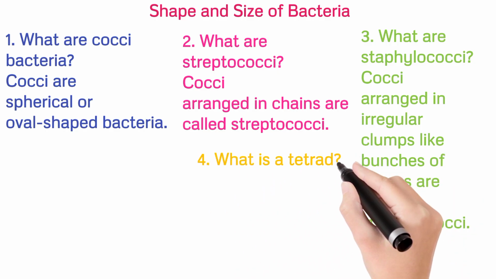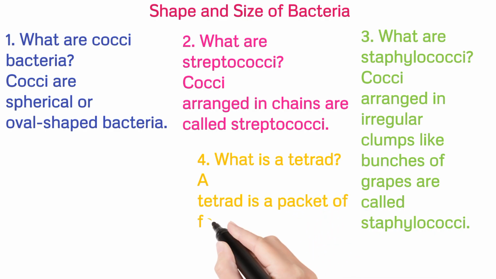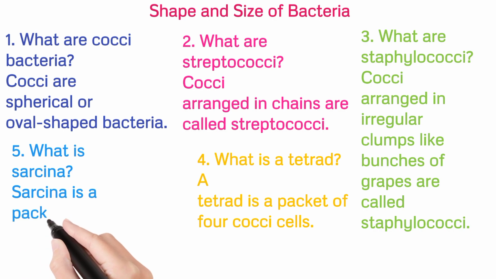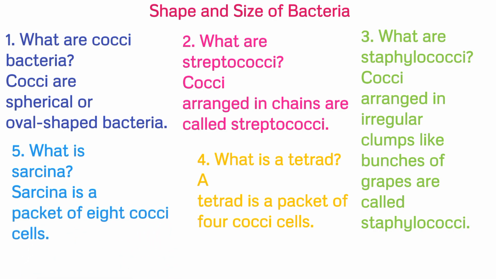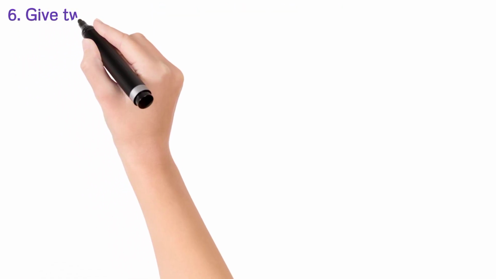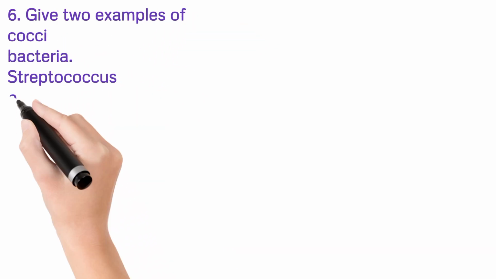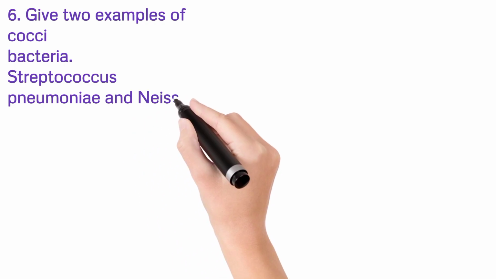4. What is a tetrad? A tetrad is a packet of 4 Cocci cells. 5. What is Sarcina? Sarcina is a packet of 8 Cocci cells. 6. Give 2 examples of Cocci bacteria. Streptococcus pneumoniae and Neisseria meningitis.